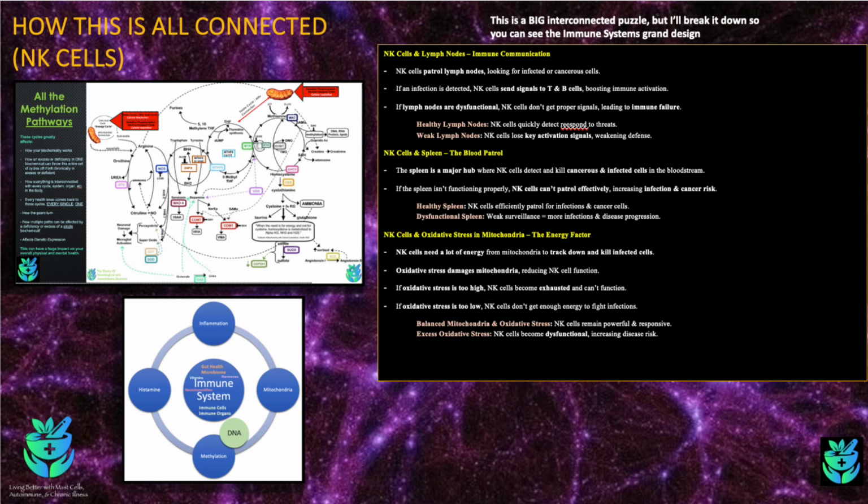So in a healthy spleen, the natural killer cells efficiently patrol for infection and cancer cells. A dysfunctional or damaged spleen equals weak surveillance, which results in more infections and disease progression.